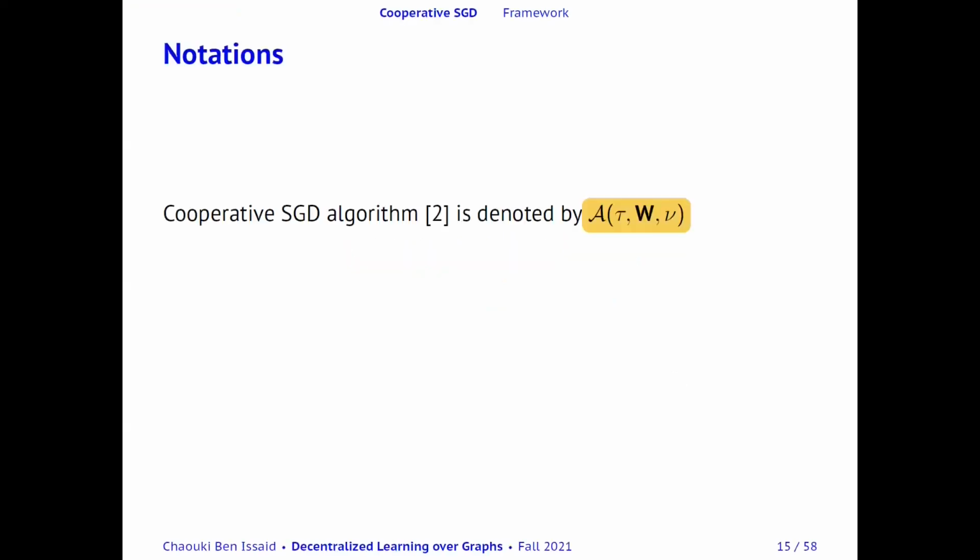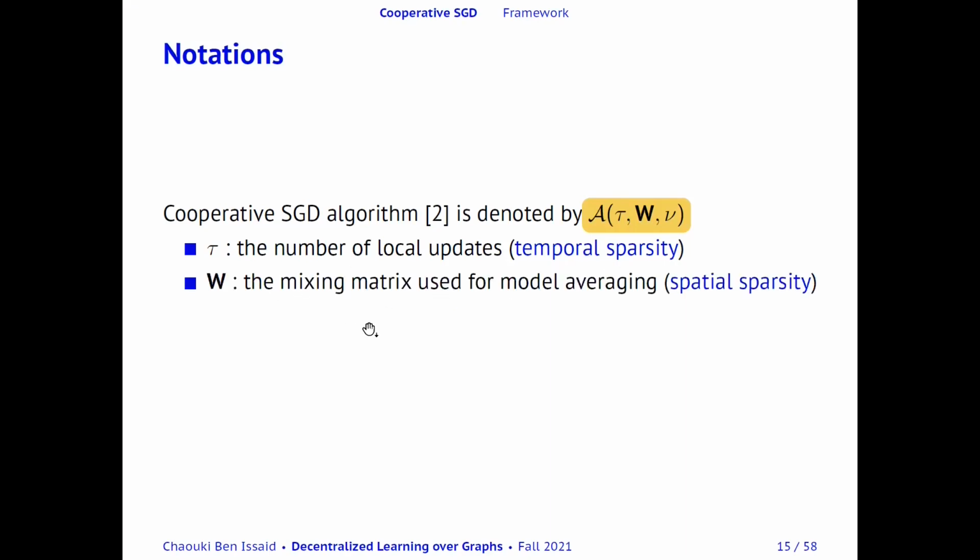The notation of the algorithm is given as follows. So we have A of tau, W, and U, where tau is the number of local updates, W is the mixing matrix, that is the matrix used to perform model averaging, and U is the number of auxiliary variables or anchor models.